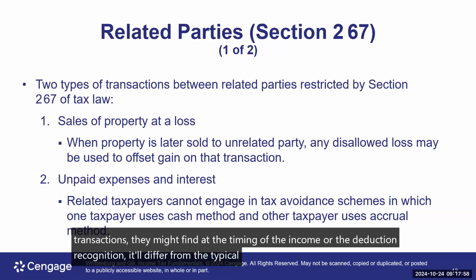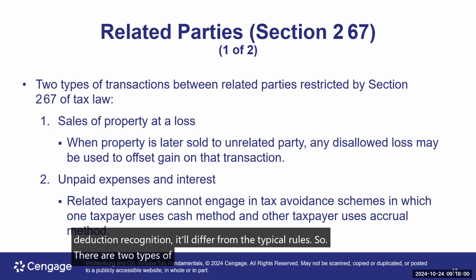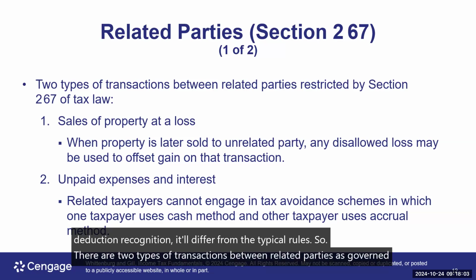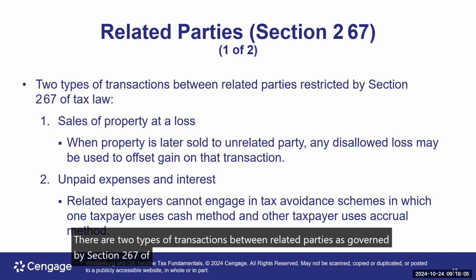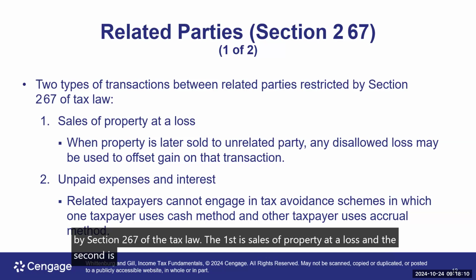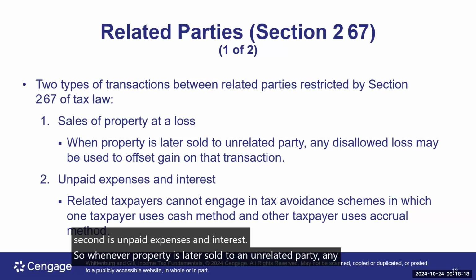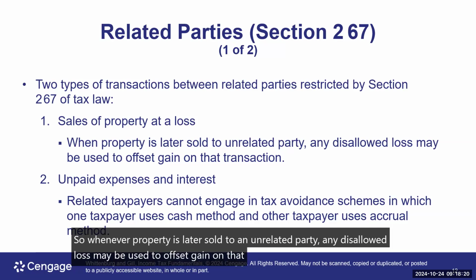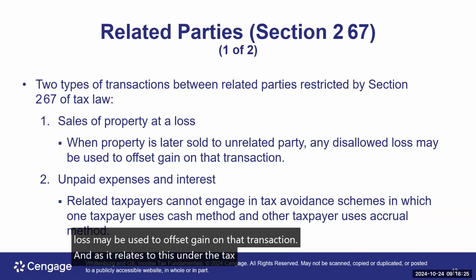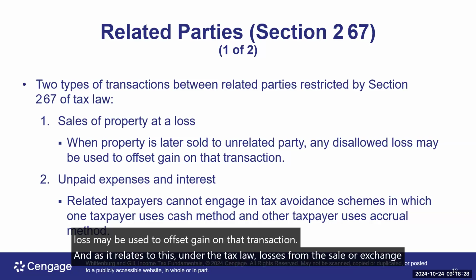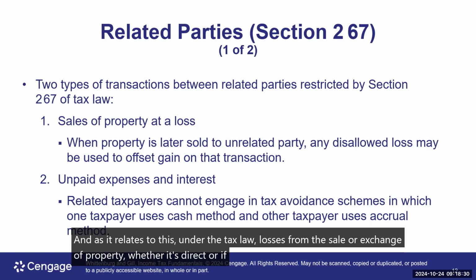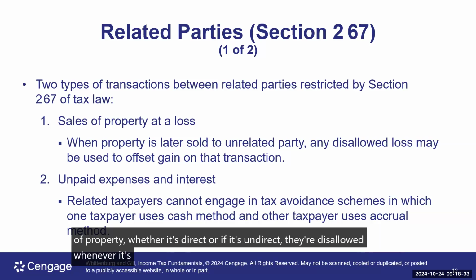So there are two types of transactions between related parties as governed by Section 267 of the tax law. The first is sales of property at a loss, and the second is unpaid expenses and interest. Whenever property is later sold to an unrelated party, any disallowed loss may be used to offset gain on that transaction. And as it relates to this, under the tax law, losses from the sale or exchange of property, whether direct or indirect, are disallowed whenever it's between related parties, right?